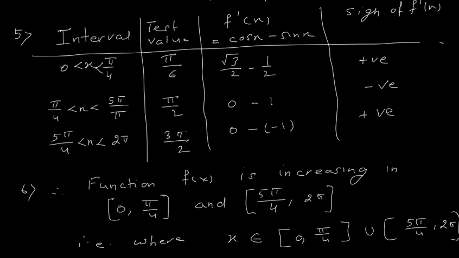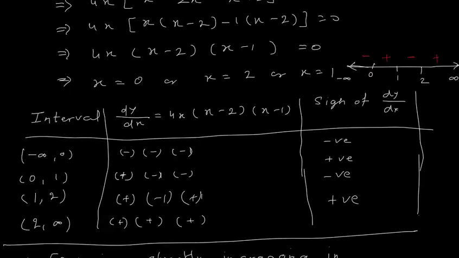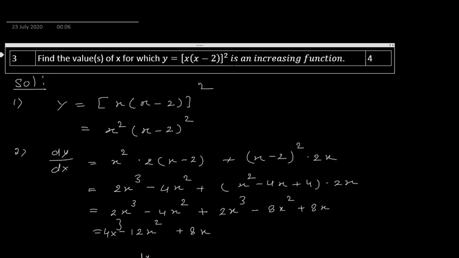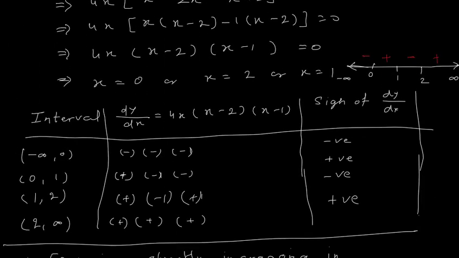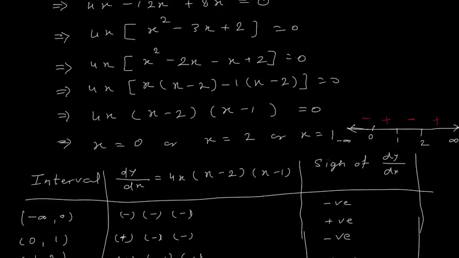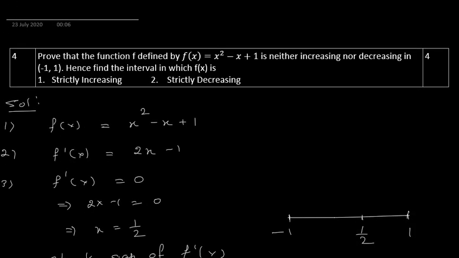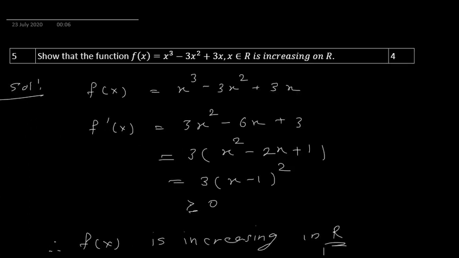Okay, the third question: find the values of x for which this is an increasing function. So we have to only give the answer for the increasing function, so we will give the answer for the intervals 0 to 1 and to infinity. There is no need to give it for the decreasing function. The fourth question is, here I have to check that it is not increasing or decreasing in -1 to 1. That means for some part it is increasing, for some part it is decreasing, therefore it is neither increasing nor decreasing.